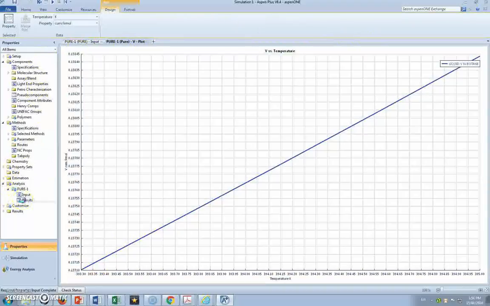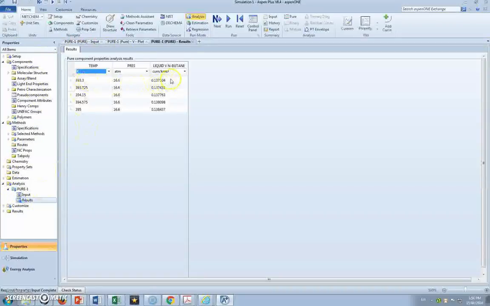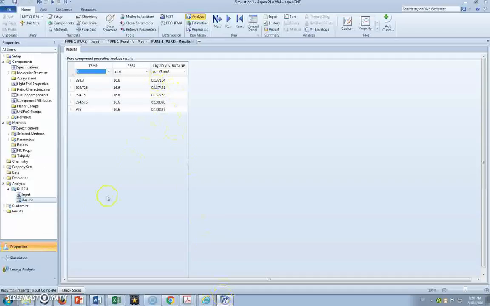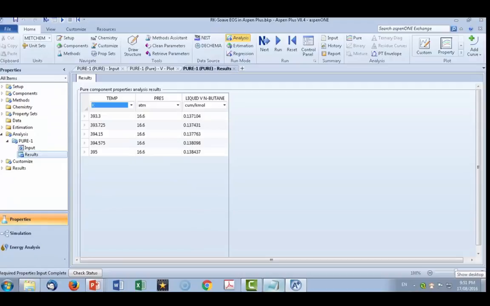In this case, it generates a graph, but we can also look at each data point by clicking on the results and having a look here. It gives us, at the given temperature of 393.3 and 16.6 atmosphere, a molar volume of 0.137 in Aspen Plus, but in Excel we had got 0.168.